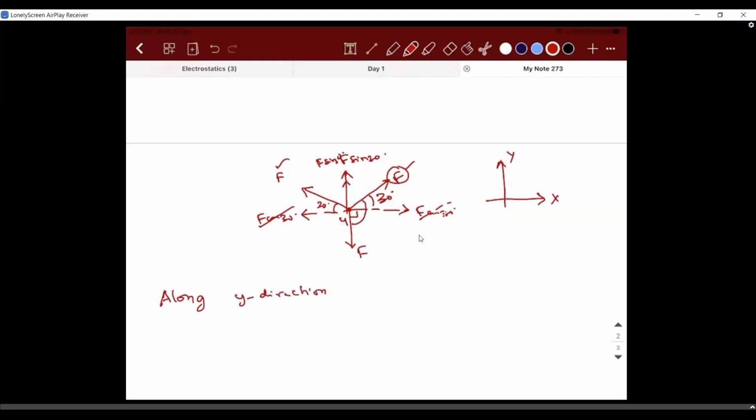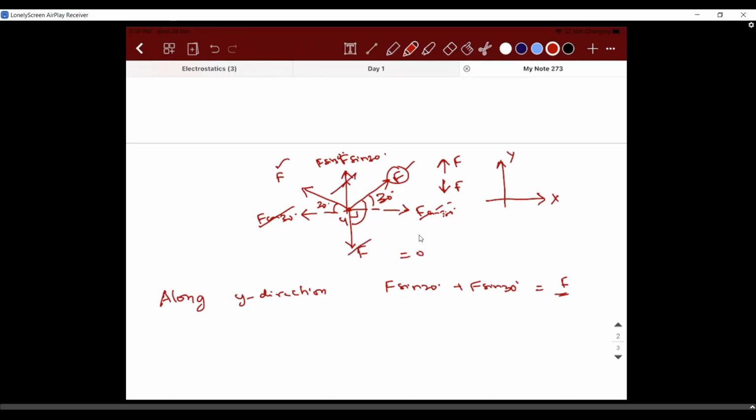Along the y direction, F sin 30 plus F sin 30 are in the upward direction. So how much is it going to be? It is 2F sin 30, or simply F. 2F into sin 30, which is half, guys, so the 2 and 2 will get cancelled. It is F. So in this direction the force is F, and the downward force is also exactly equal to F. Am I right? So what will happen? This force and this force will also get cancelled, and the answer will be 0.